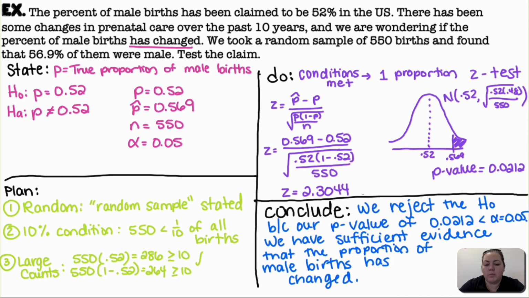So our conclusion would be we reject the null hypothesis because our p-value of 0.0212 is less than our alpha value of 0.05. We have sufficient evidence that the proportion of male births has changed.